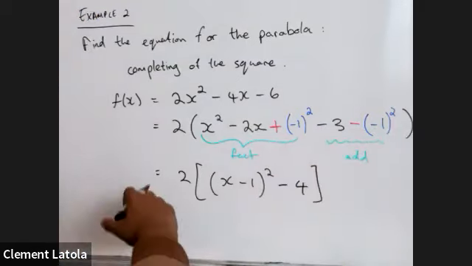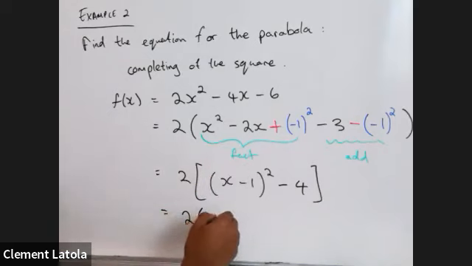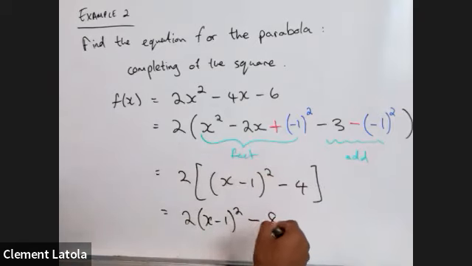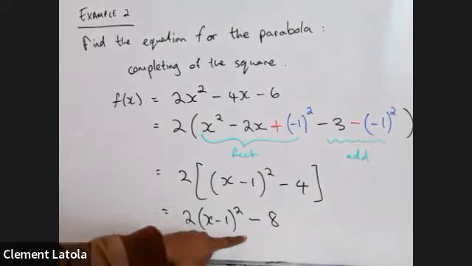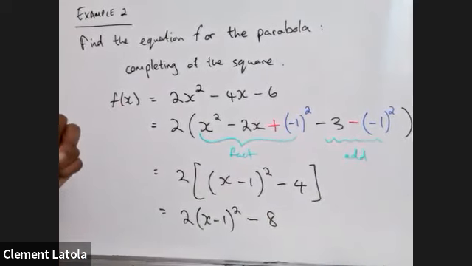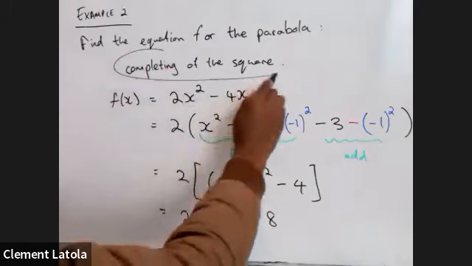And then I multiply with 2 inside the bracket. So 2 is being multiplied with this first bracket, and it's being multiplied with the 4. So therefore we have 2(x minus 1) squared minus 8. Okay, and this is the equation of the parabola in the turning point form. Obviously, we already knew this because we got to it first, but I just wanted to show you that if it wasn't given to you in this form, you can still work it out like this, doing completing of the square.